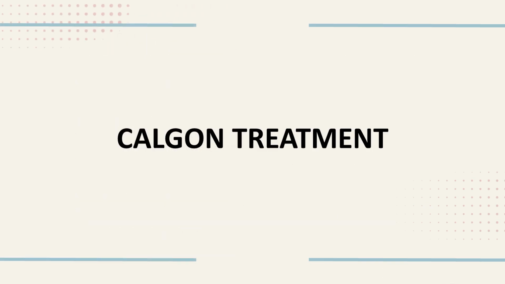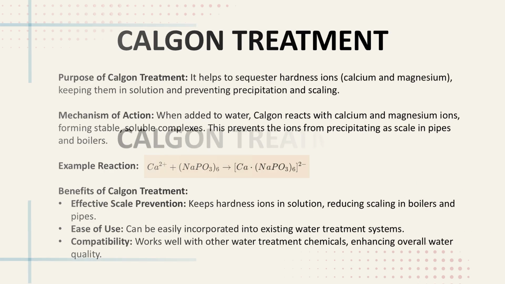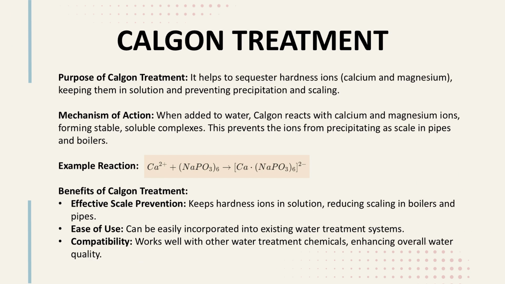Lastly, we have the Calgon treatment, which is designed to prevent scaling by sequestering hardness ions such as calcium and magnesium, keeping them in solution rather than allowing them to form scale. Mechanism of action. When Calgon, which is a water-softening agent, is added to water, it reacts with calcium and magnesium ions, forming stable, soluble complexes. This prevents the ions from precipitating out of the water and causing scale buildup in pipes and boilers.